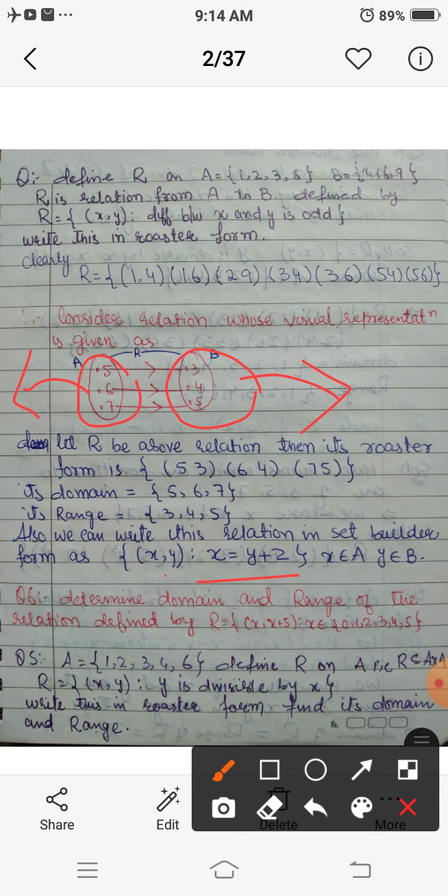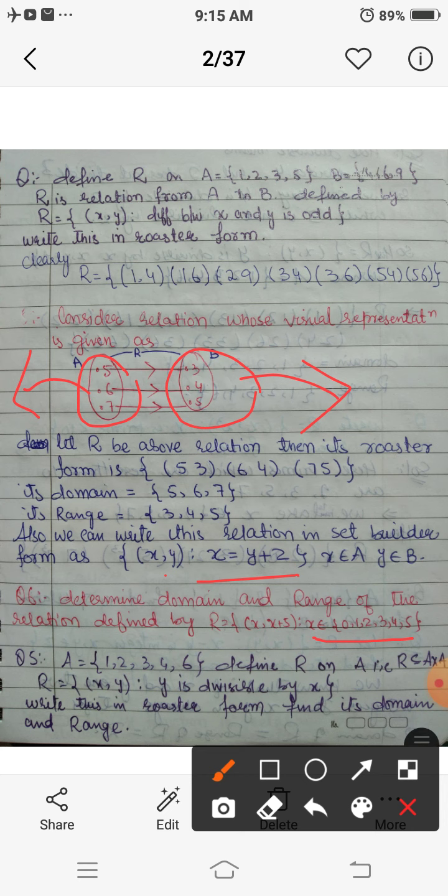So in this way we wrote the above relation in roster as well as in set-builder form. Now another question is, determine the domain and range of the relation defined by (x, x plus 5), where x belongs to {0, 1, 2, 3, 4, 5}.